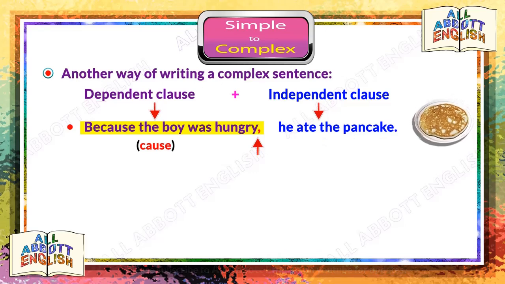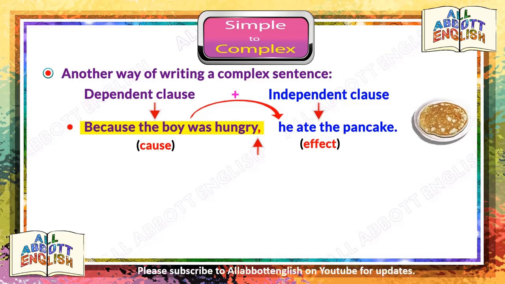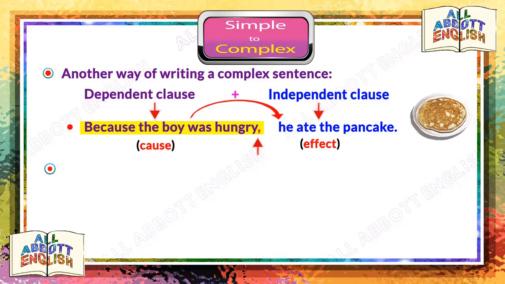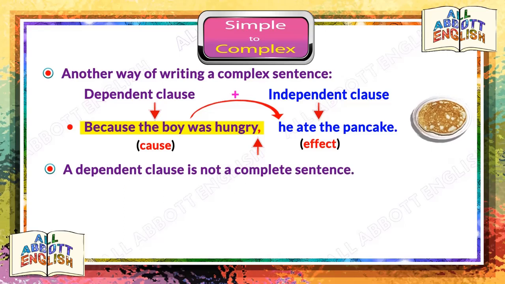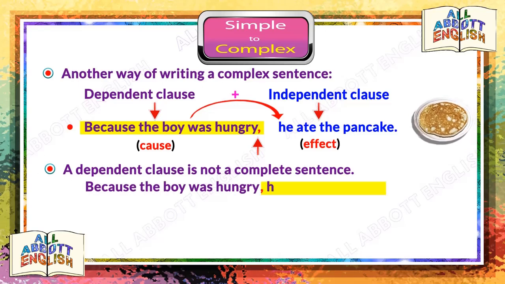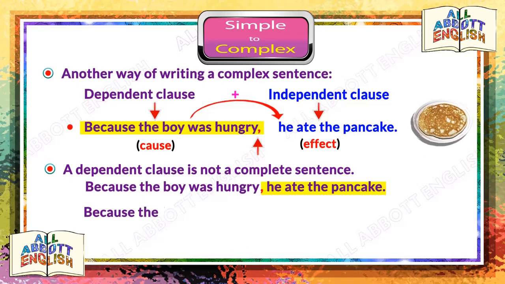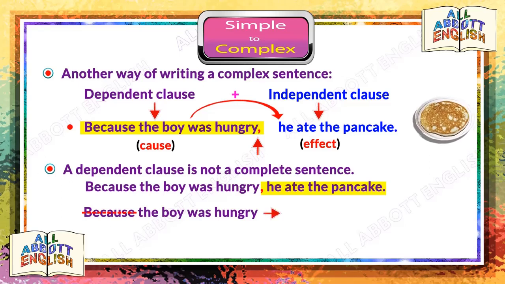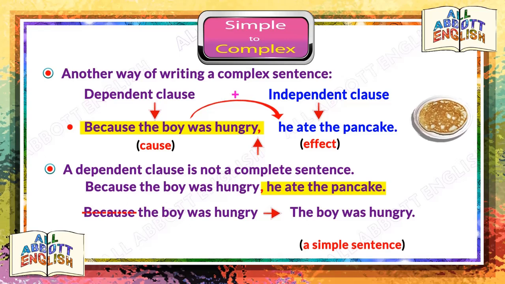In both ways of writing the complex sentence, because the boy was hungry is the cause or reason for him to eat the pancake, which is the effect. This is an example of a complex sentence which combined two ideas to show their cause and effect relationship. Therefore, a sentence is fragmented if a dependent clause is treated as a complete sentence. To fix this error, we can combine it with another sentence to make a complete thought. Or remove the subordinating clause. The boy was hungry is now a complete sentence. However, it is a simple sentence as it consists of just one independent clause.